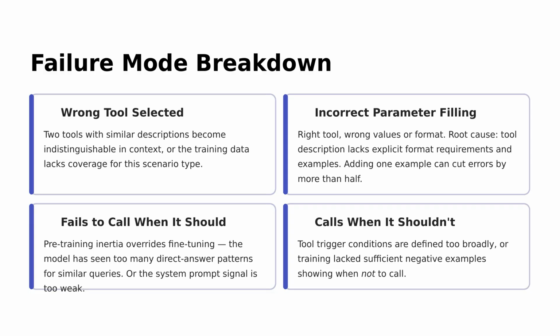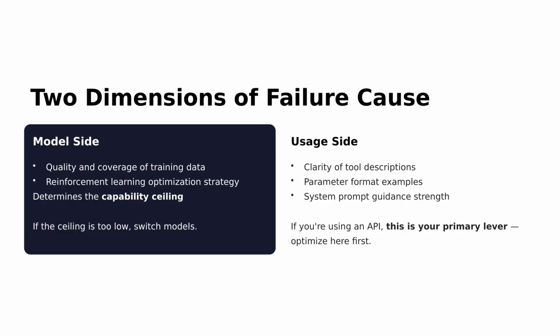First, selecting the wrong tool happens when tools are too similar or training data is lacking. Next, we see errors in parameter filling, using the right tool but with the wrong values. This usually stems from unclear tool descriptions. Then, there are missed calls, often due to pre-training patterns and weak prompts. Finally, unnecessary calls occur when trigger conditions are too broad or lack negative examples.